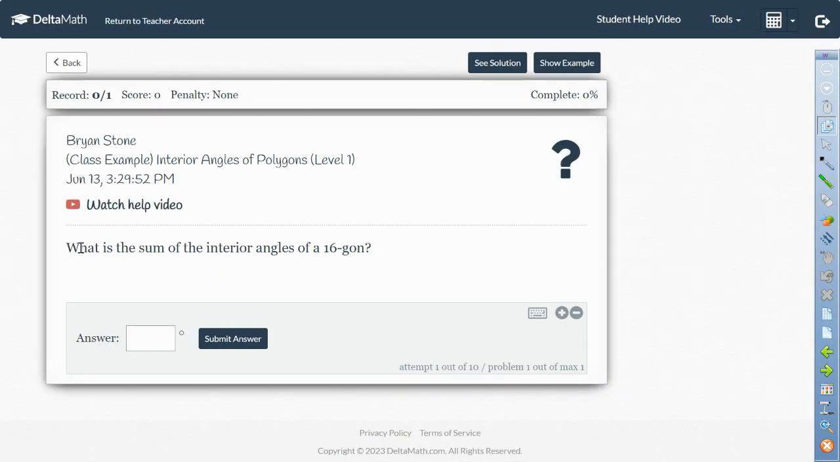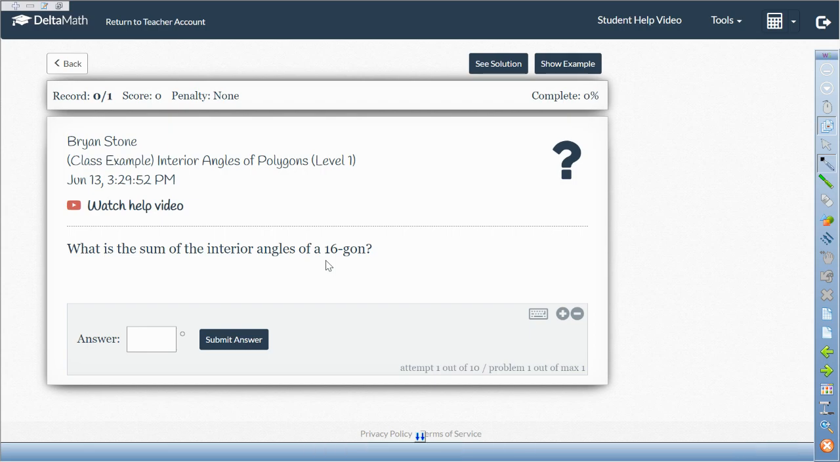On this problem, they're asking us what is the sum of the interior angles of a 16-gon, meaning it has 16 sides. All we have to do is plug that into our formula. So let's write out the formula first. n minus 2 times 180.